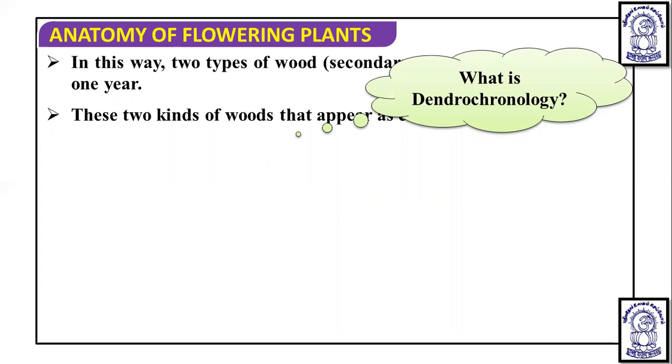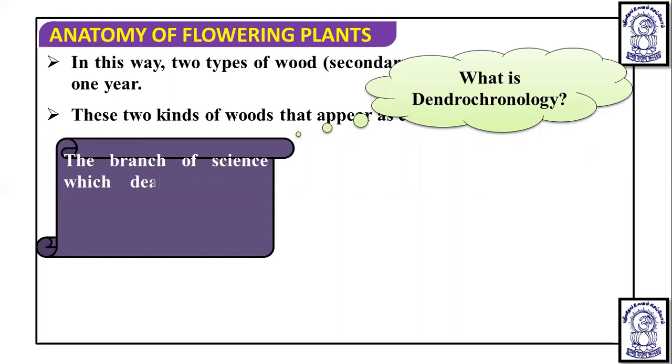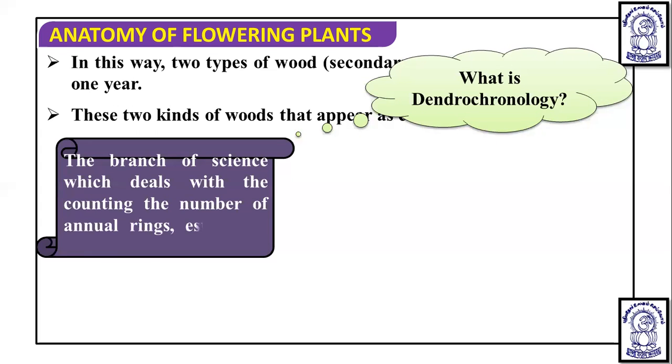So now, one ring or one circle of spring wood and one circle of autumn wood combinedly are called an annual ring. And the study which deals with this annual ring is known as dendrochronology. It is the branch of science which deals with counting the number of annual rings and, with that, the estimation of the age of trees.